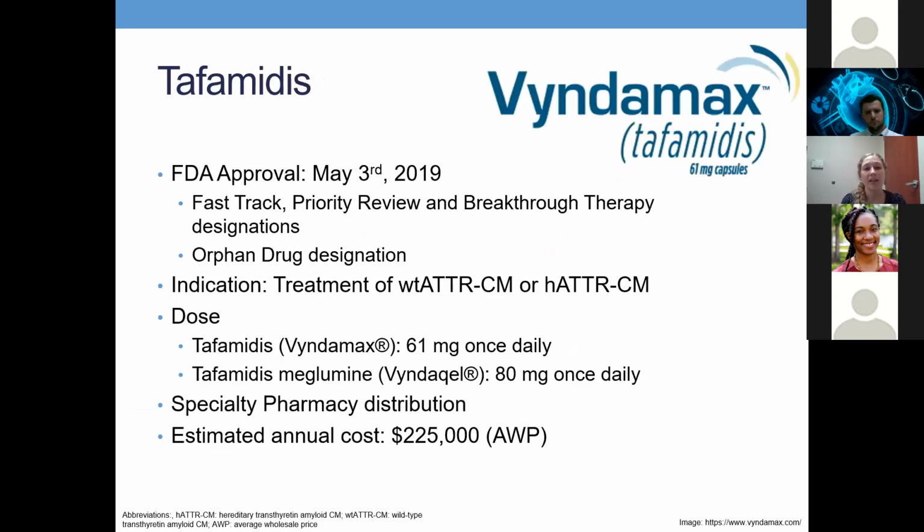Tafamidis was approved by the FDA on May 3rd, 2019, and it received fast track, priority review, and breakthrough therapy designations for meeting an unmet clinical need in this population. It also received an orphan drug designation because it's indicated for a disease that affects less than 200,000 patients in the United States. It is indicated for the treatment of wild type or hereditary TTR cardiomyopathy, and it is provided as either tafamidis or tafamidis meglumine, so either as Vyndamax or Vyndaqel. It is distributed through specialty pharmacies, and it has a high estimated annual cost of $225,000.